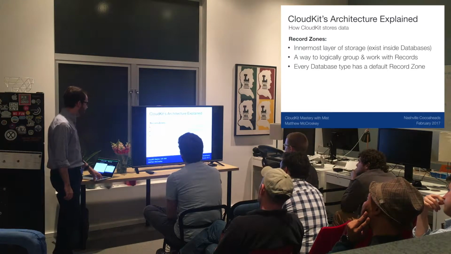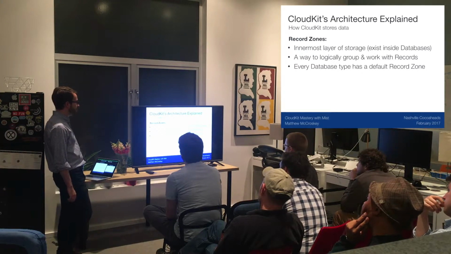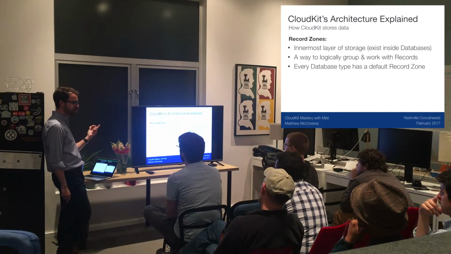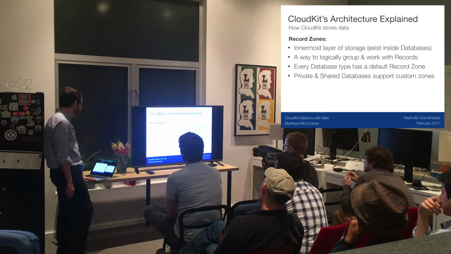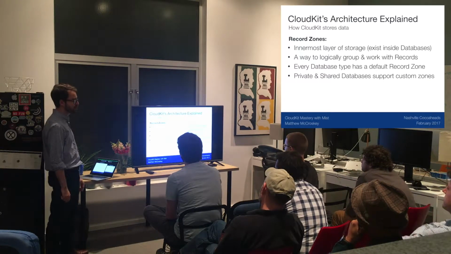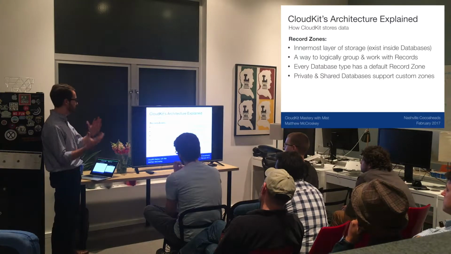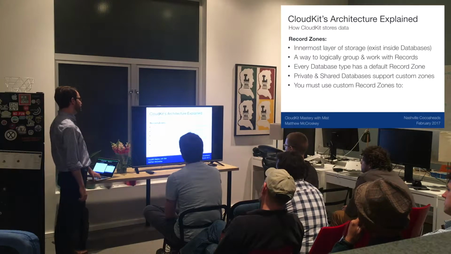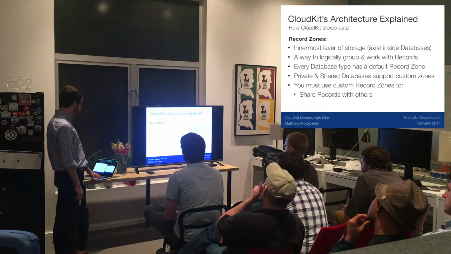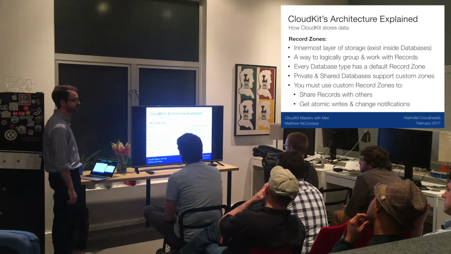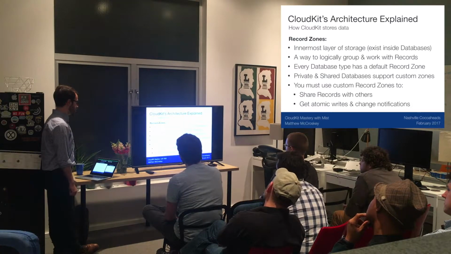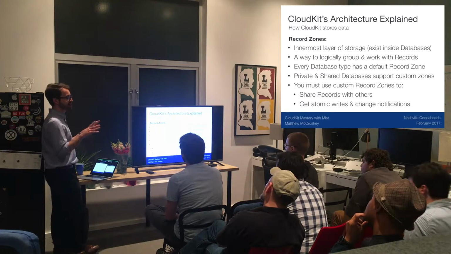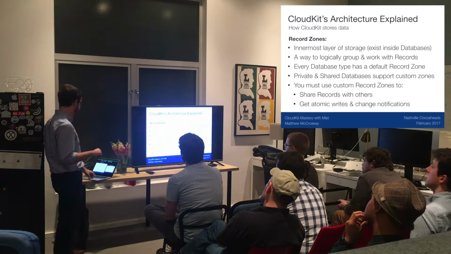I don't know. Every database type has a default record zone. So every database ever has one record zone in it to start with. Private and shared databases can support custom zones, meaning you can create your own record zones and add them to those databases. You can't do that in the public database. Finally, you must use custom record zones to share records with others and to get atomic writes and change notifications. So back before when I said if you follow best practices, that is, you create custom record zones when you need to. I'll get into when you need to here.